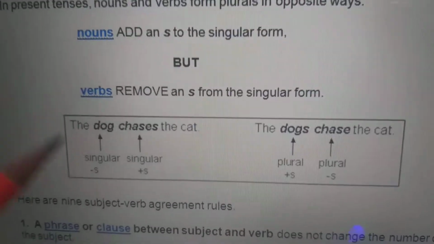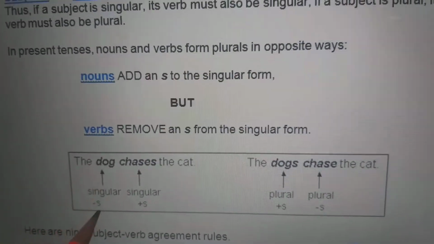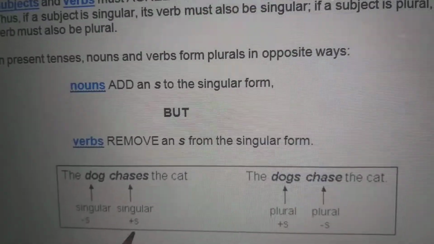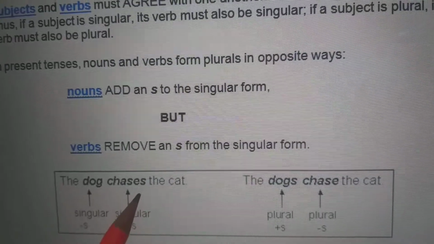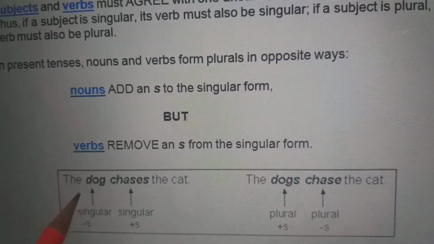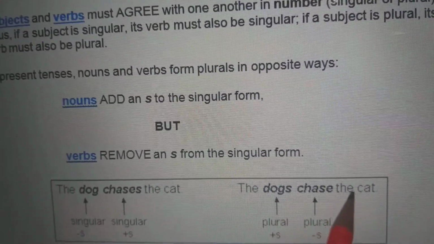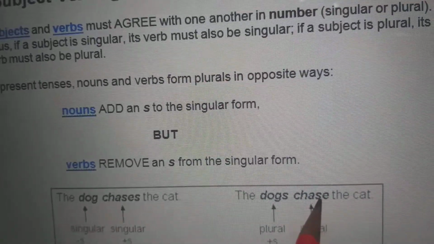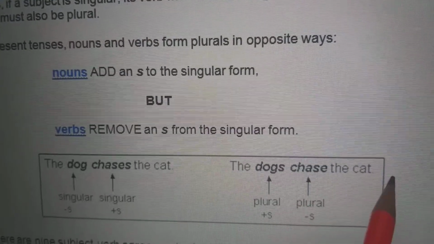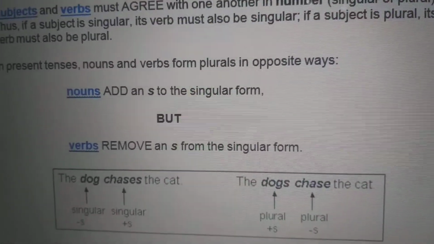For example, the dog chases the cat. Now over here dog is what? A singular form, and chases is also a singular form, where we have added an s to it. But when the dog becomes plural, dogs, we remove the s from the verb. That means chase becomes a plural form. So the dogs chase the cat. So dogs is plural and chase is also plural.